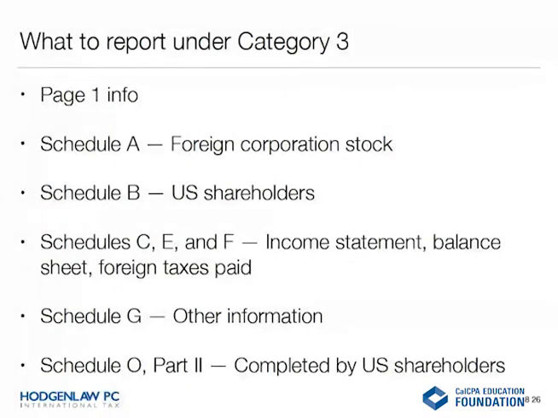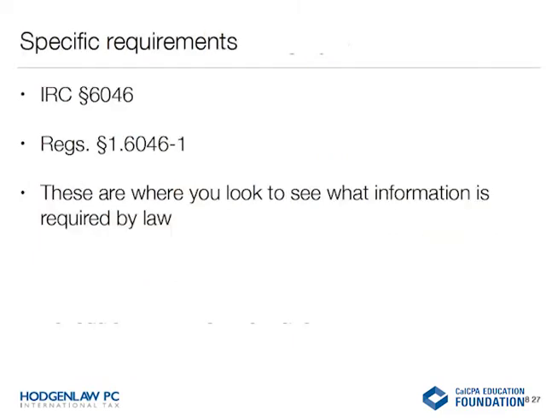So category 3, as I said, has a lot of information that needs to be reported. This one is the whole first part of the form, really: page 1 information, stock of the foreign corporation, U.S. shareholders of the foreign corporation, income statement, balance sheet, foreign taxes, the other information questionnaire, and then lastly, Schedule O, Part 2. I have not included a snippet of this part of Schedule O, but this is where you basically list your own information on this supplemental schedule to the 5471. The specific requirements, again, are found in Section 6046 and the regulations there, listed in case you want to take a look at what the laws actually say.